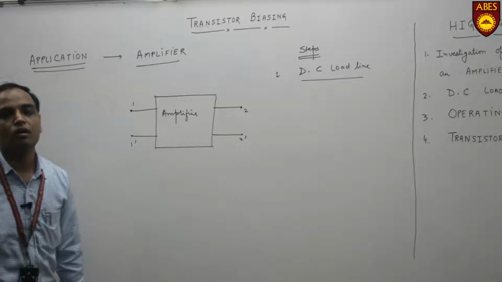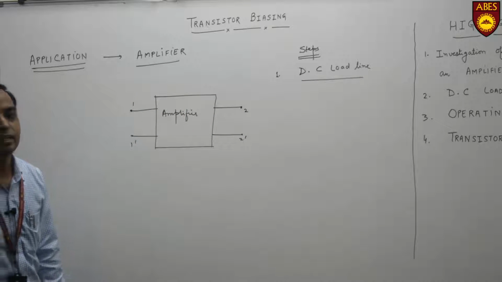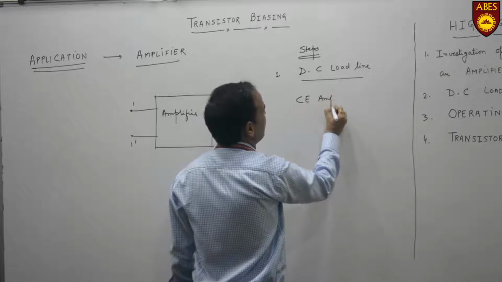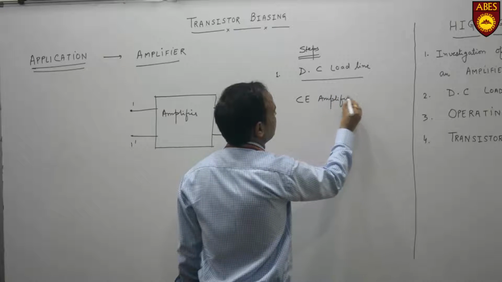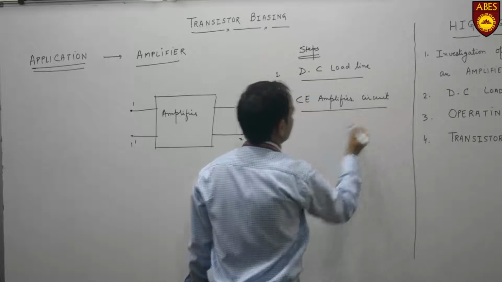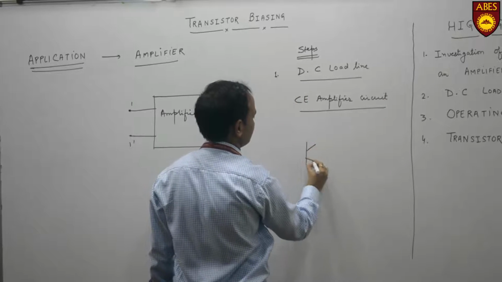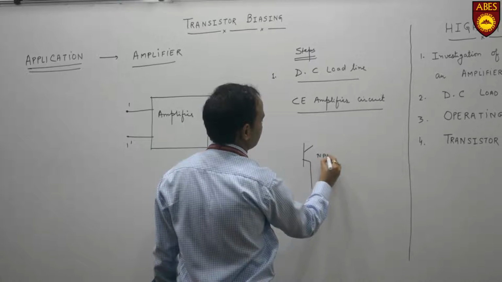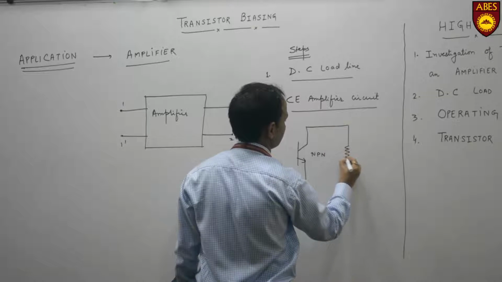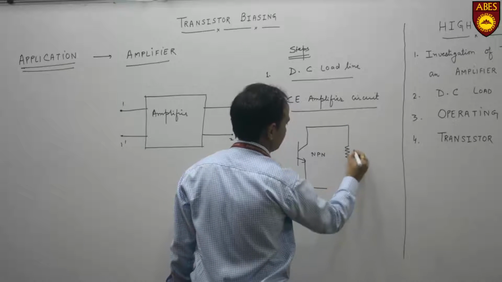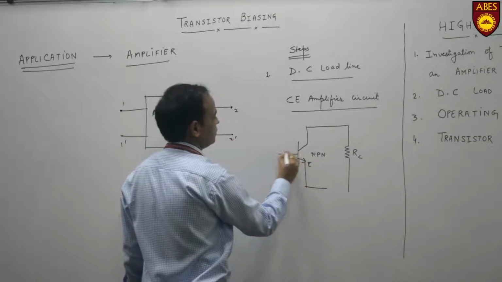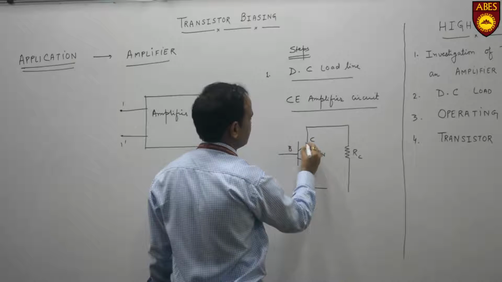Now, in order to draw a DC load line, we take a very small example of a common emitter amplifier circuit. Here we are taking an NPN transistor. This is the collector resistance. This terminal is the emitter, this is the base, and this is the collector.